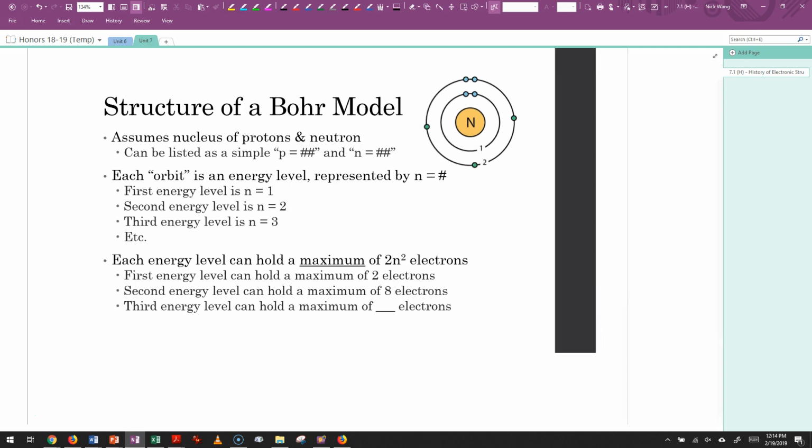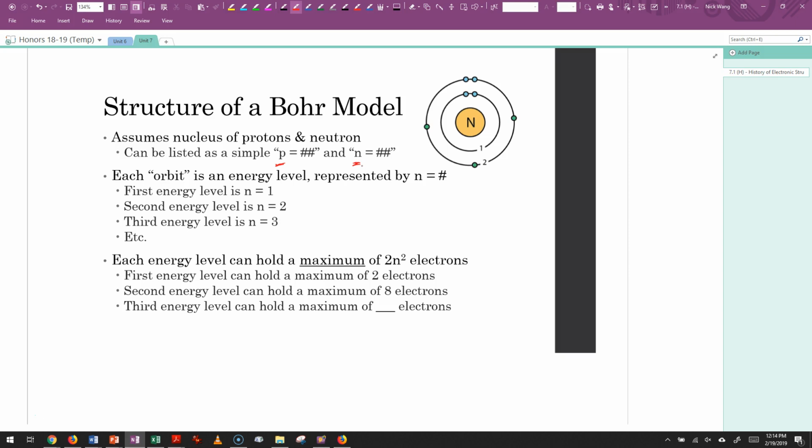So let's talk really quickly about how Bohr models are interpreted and how to draw them yourself. First of all, the nucleus can just be assumed as a certain number of protons and neutrons. You can just say P equals blank, N equals blank for the nucleus. So the P, the number of protons, corresponds to the atomic number on the periodic table. And then N, the number of neutrons, corresponds to the mass number that's given to you. Remember, you can't get the number of neutrons unless you have a mass number given to you. We'll talk about that in a little bit.